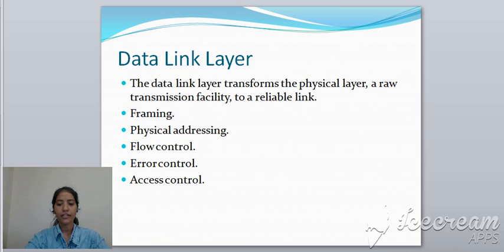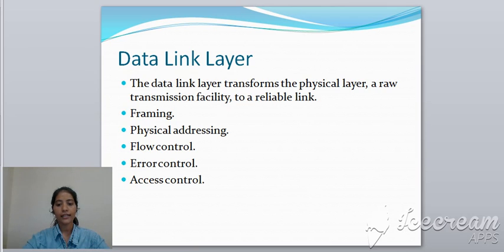If the frame is intended for a system outside the sender's network, the receiver address is the address of the device that connects the network to the next one. Next is flow control. If the rate at which the data are absorbed by the receiver is less than the rate at which data are produced in the sender, the data link layer imposes a flow control mechanism to avoid overwhelming the receiver.